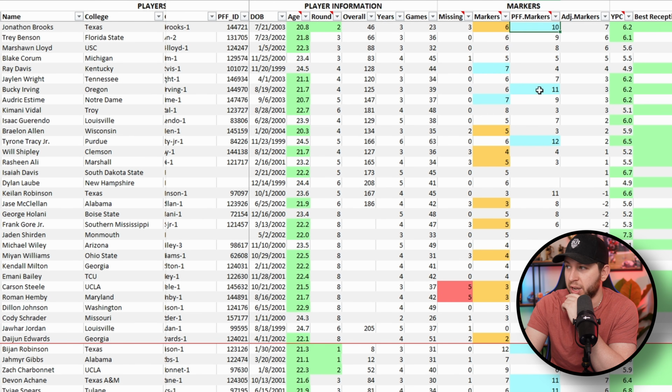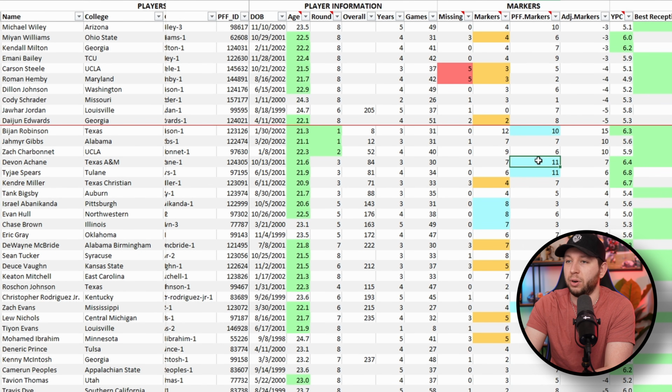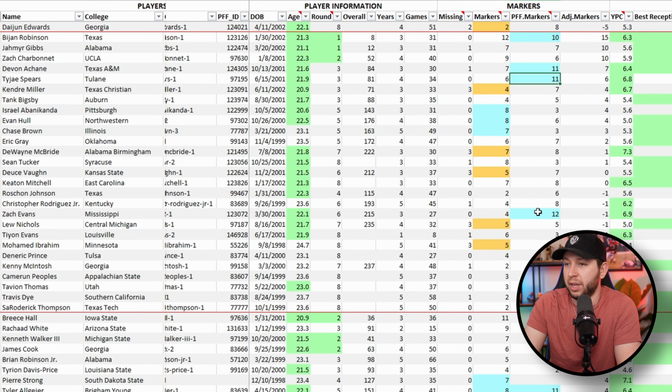So that's where Jonathan Brooks got hit. That's where Bucky Irving got highlighted. So if I had known that last year, Bucky Irving might have been a bigger target for me in later rounds of drafts just from that. Tyrone Tracy also gets highlighted from last year's class from that kind of system as well. Bijan, of course, was phenomenal. Achane got highlighted from this. Spears got highlighted from this.